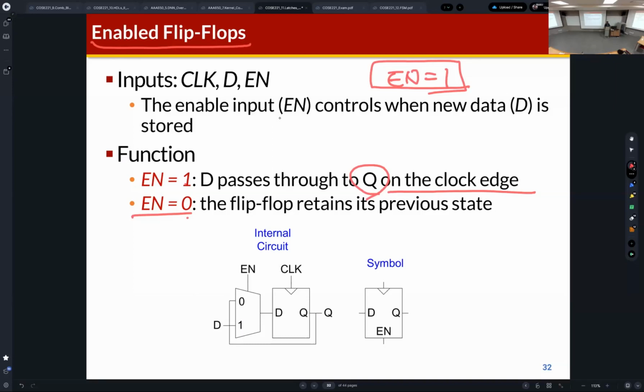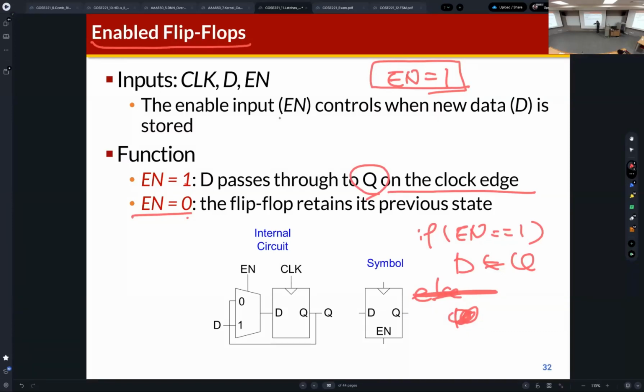Okay, it's very simple. If EN equals 1, then Q is updated, else Q is maintained. You can find the clock signal here. Enabling the flip-flop means that at the rising edge of the clock, we check the EN signal and the D signal. If the EN signal is 1, then D is sampled into the D flip-flop. Otherwise, D is not reflected to Q.